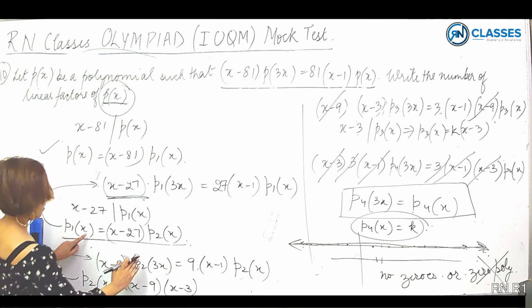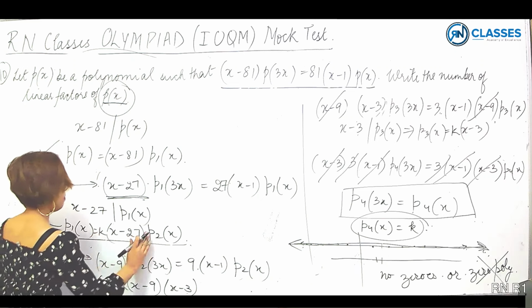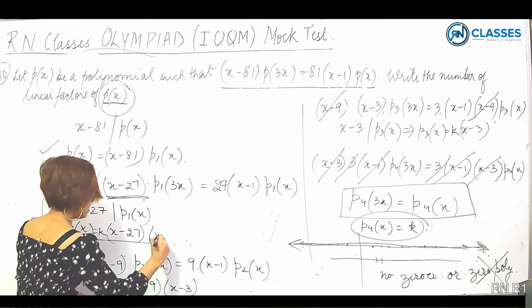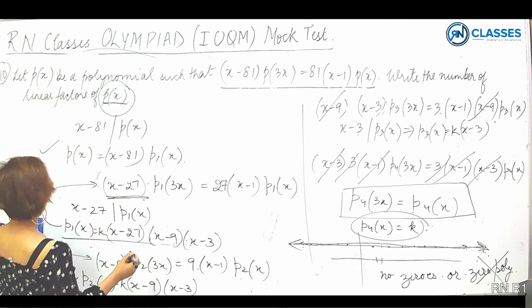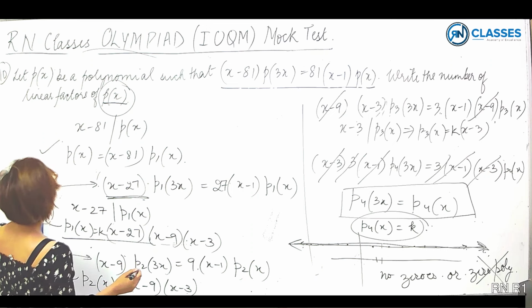P2 को डालें यहाँ पे. So this is k यहाँ पे आ जाएगा. मेरे पास these two factors will come: x minus 9 into x minus 3. And then I'll substitute it here. Where is my P1 of x?